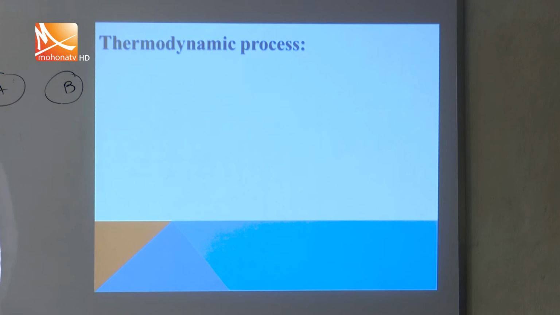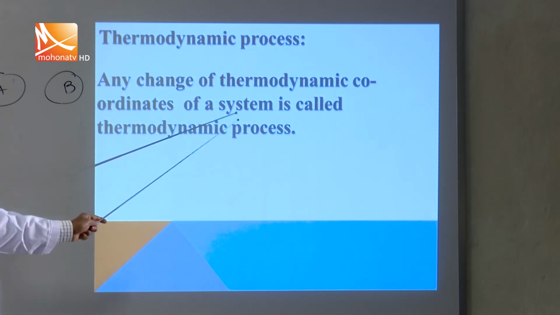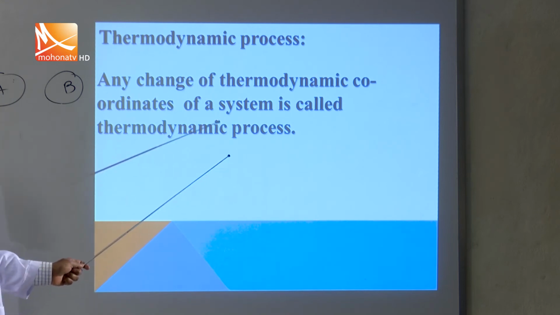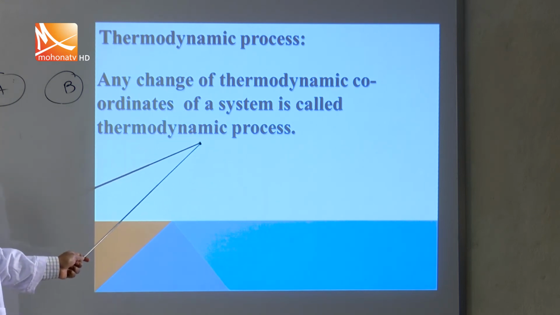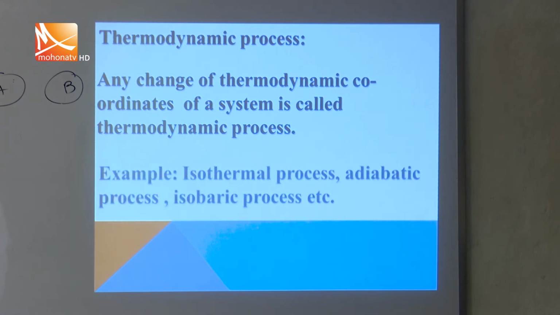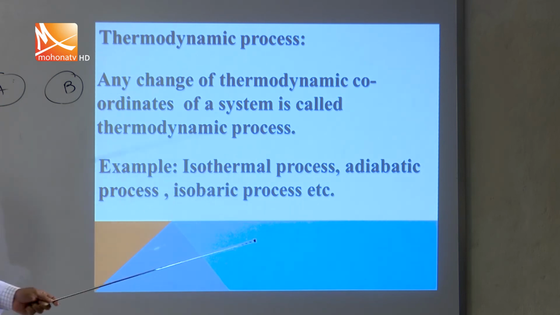And now, thermodynamic process. Any change of thermodynamic coordinates of a system is called thermodynamic process. That means, we have already done thermodynamic coordinates, temperature, pressure and volume. If any one of these is changed, then what will be the change of the system? This will be discussed in thermodynamic process. Thermodynamic processes are like the isothermal process, adiabatic process, isobaric process, etc.